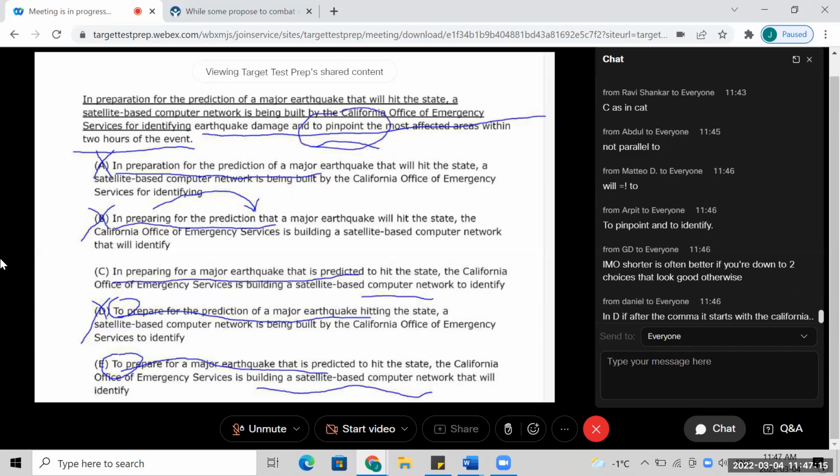On the other hand, in preparing to identify earthquake damage, sure, let's go back to C. A satellite-based computer network to identify earthquake damage, perfect. And to pinpoint the most affected areas, perfect. So the sneaky parallelism at the end makes C correct.